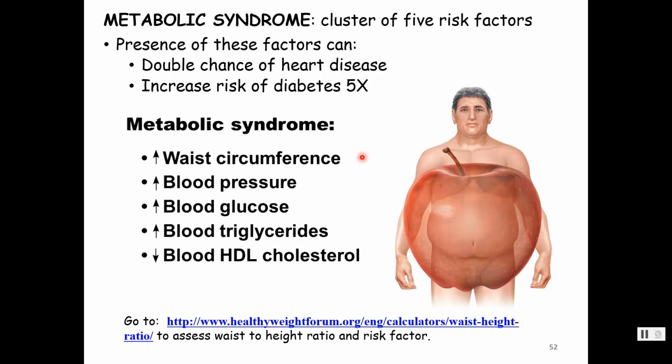but these are all things that are bad. So high waist circumference, high blood pressure, high blood glucose levels, high blood triglycerides, and low blood HDL levels. And so if someone has all 5 of these, then like I said, that really increases the risk of heart disease and increases the risk of diabetes.